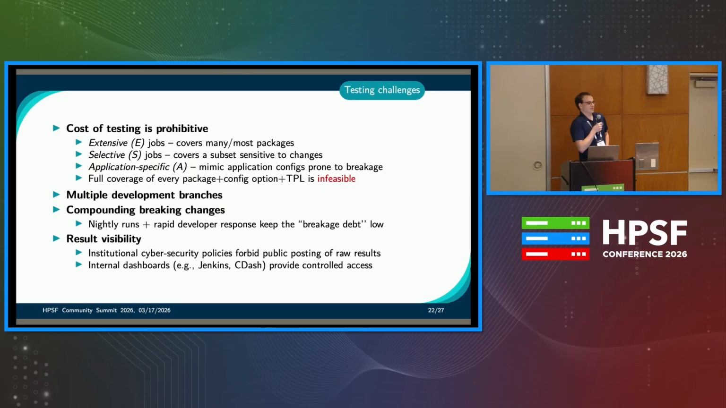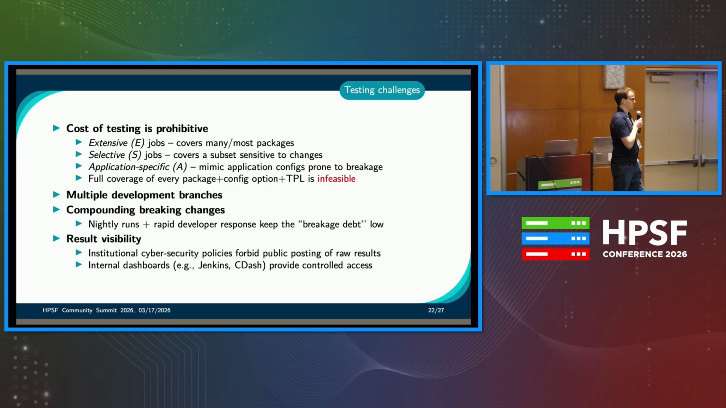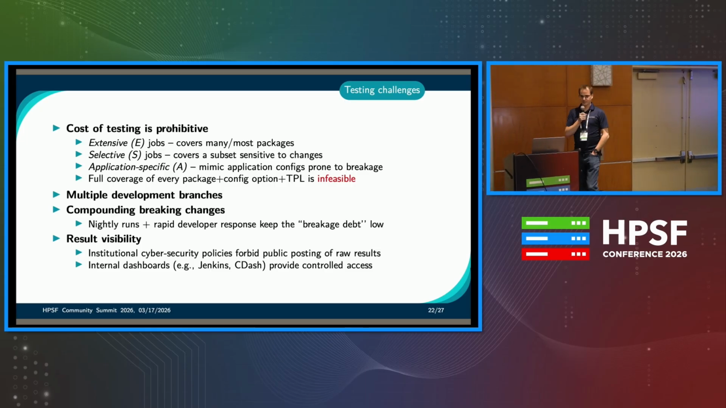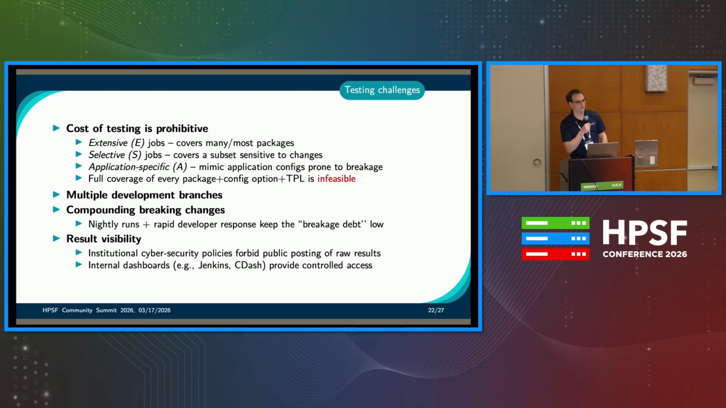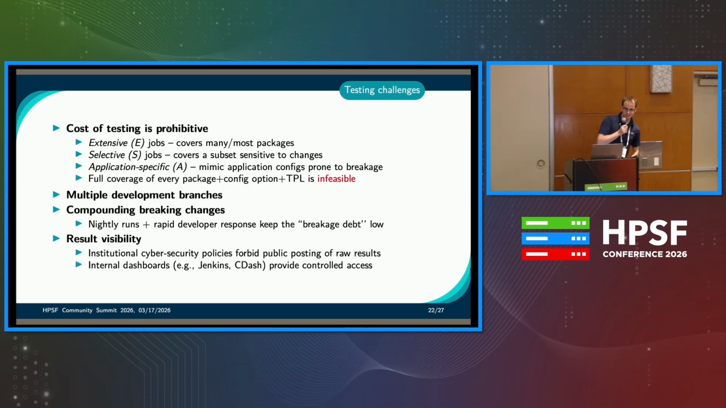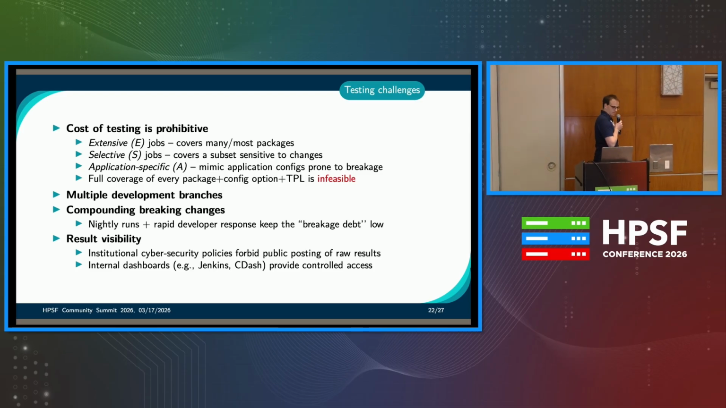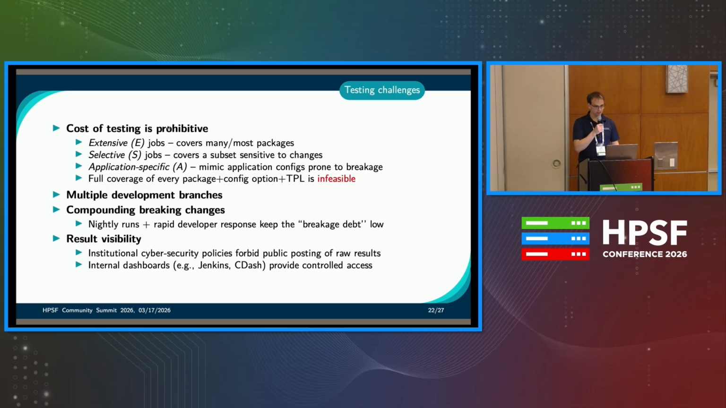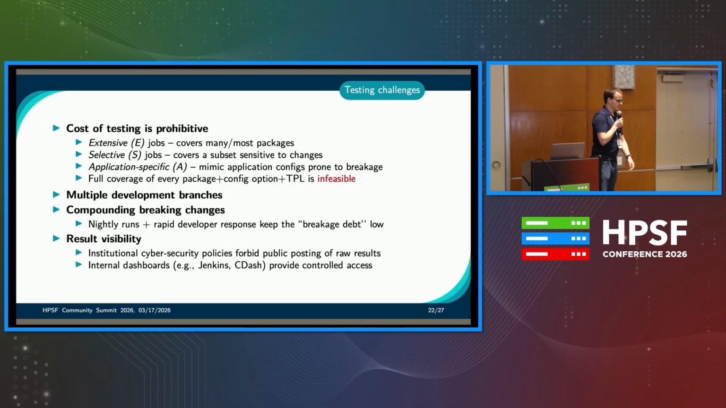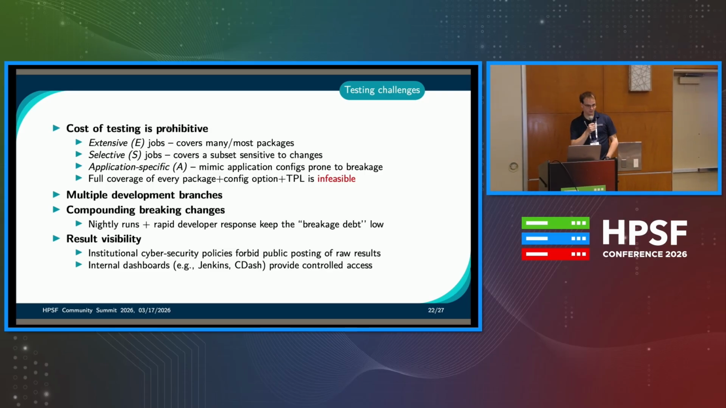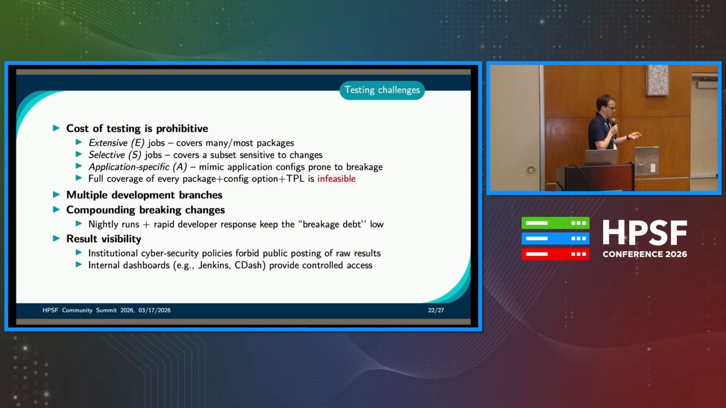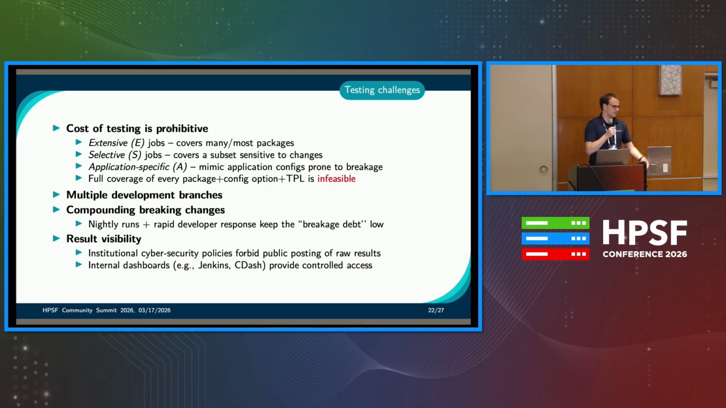Of course, configuring in Trilinos is even more problematic, in terms of coverage, than in Kokkos. Much more configuration options, so whenever we do something, we need to be very selective. So there were some extensive jobs where we try to enable a lot of packages, some selective, some application specific. And the issue here, of course, is that we need to track 3 different development branches, which is Kokkos, Kokkos Kernels, and Trilinos. And the benefit is, of course, that we avoid compounding breaking changes.